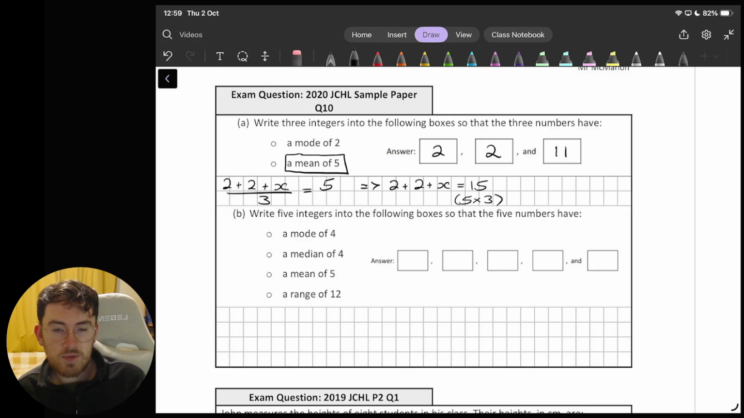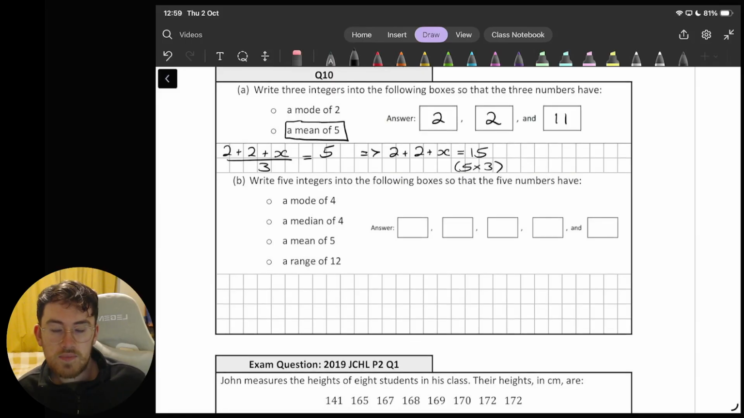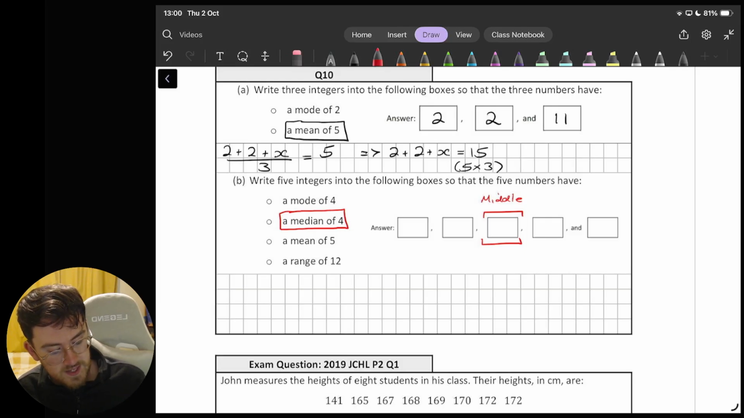Okay, let's look at part B. Similar again, this time we've 5 integers. We want 5 numbers that have a mode of 4, a median of 4, a mean of 5, and a range of 12. Okay, we've a lot of information to look at here. I'm actually going to start with the second one, which is the median of 4. So remember what the median means. When they're arranged in order, the median is the middle value. Now 5 numbers has a clear middle value. If I have only 5 boxes to fill in, this is clearly the middle one. And if the median has to be 4, well then that value has to be 4. So that's us finished there.